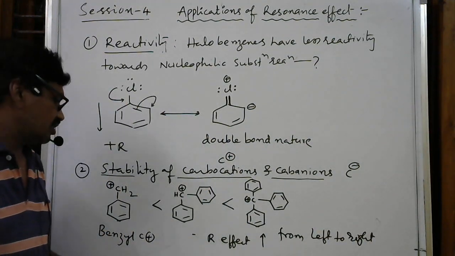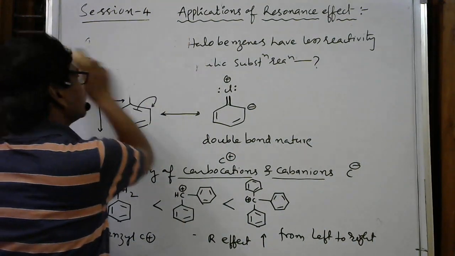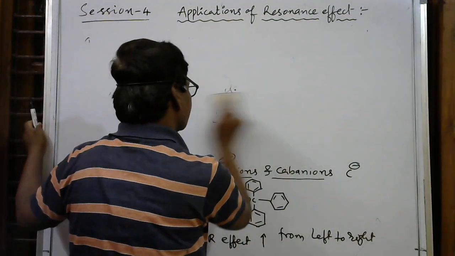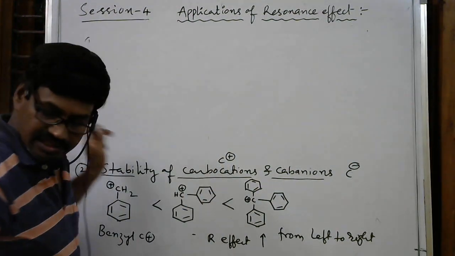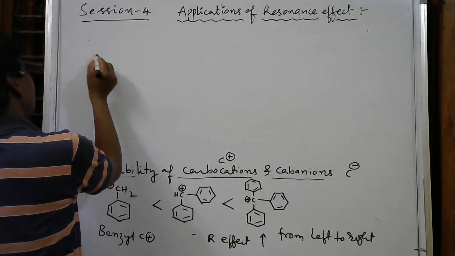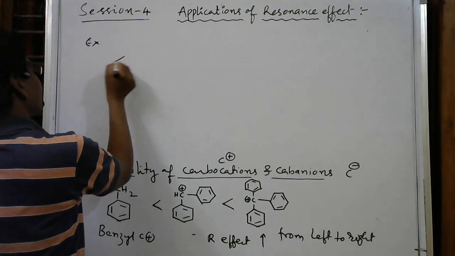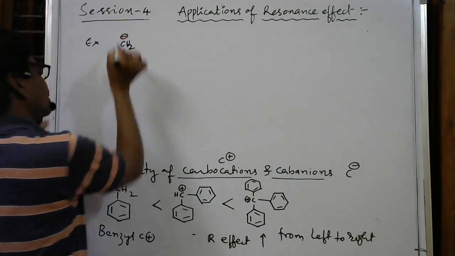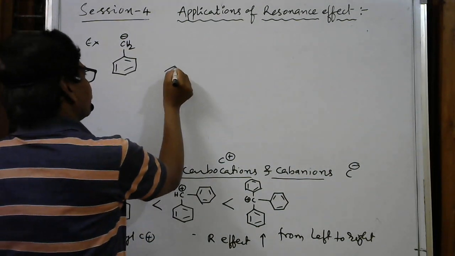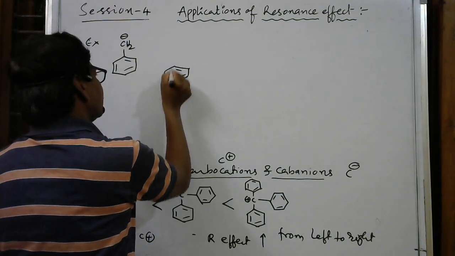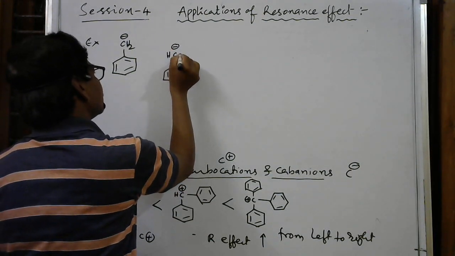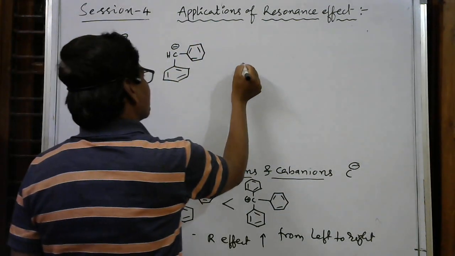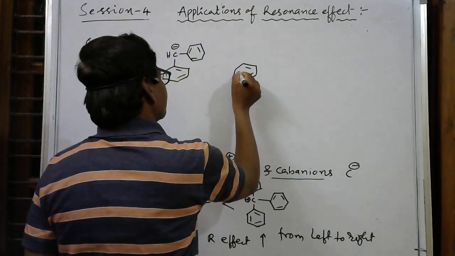Similarly, here I am taking carbanion stability. For carbanions also, first the benzyl carbanion, then diphenyl, after that triphenyl. Here, the second example, the benzyl carbanion, with a negative charge on this carbon. Then one more example, one more is CH with a negative charge like this. This is diphenyl. Then triphenyl, like this.